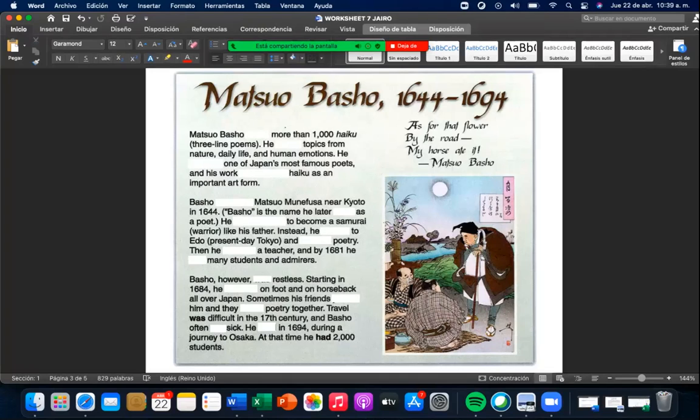Basho, however, was restless. Starting in 1684, he traveled on foot and on horseback all over Japan. Sometimes his friends joined him and they wrote poetry together. Travel was difficult in the 17th century, and Basho often got sick. He died in 1694 during a journey to Osaka. At that time, he had 2,000 students.